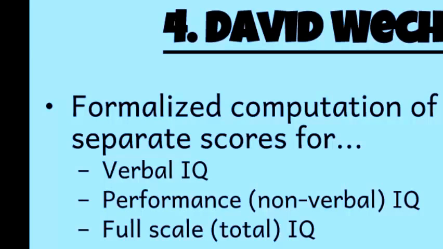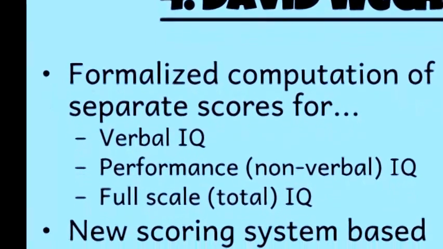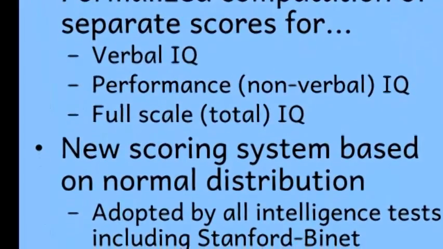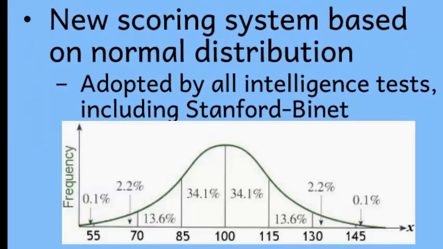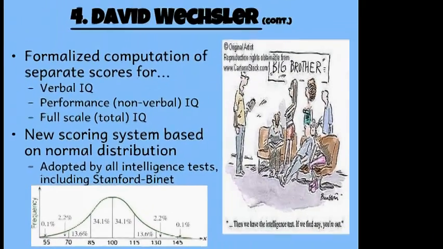And he is the one who came up with this new scoring system that he based on the normal distribution curve. This scoring system has actually been adopted by all intelligence tests today, including the Stanford Binet. I told you that it had been revised, and this is one of the many revisions that's taken place on this test. So now we're going to be looking more at normal distribution, we're going to be looking at standard deviation averages, and we're going to be looking at intelligence scores. When we look at intelligence scores, we're going to be looking at them a little bit differently, and we'll get into that in a later lecture.